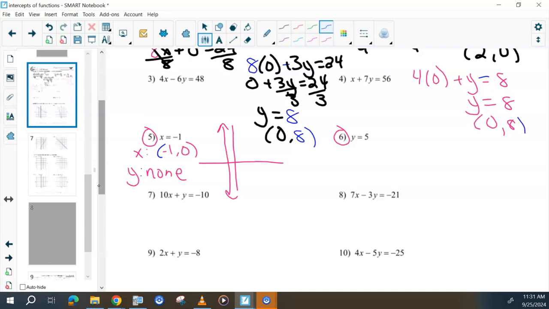So then the opposite would be true for 6. The y-intercept would be given, and we would write that as 0, 0.5, and for the x-intercept we would write None.